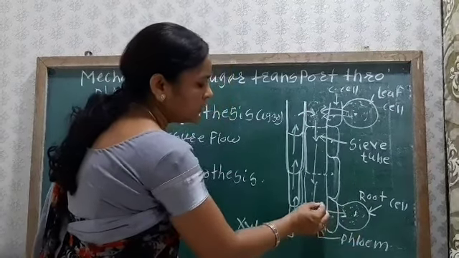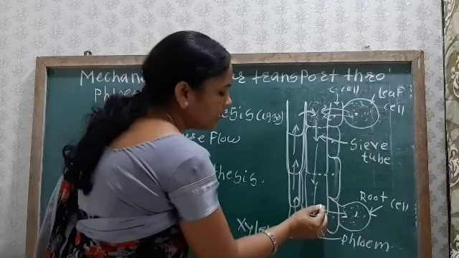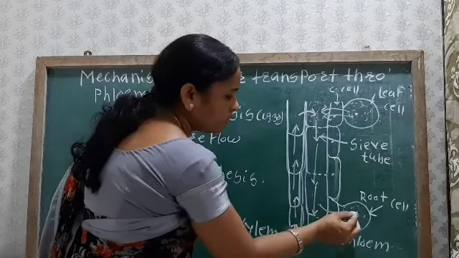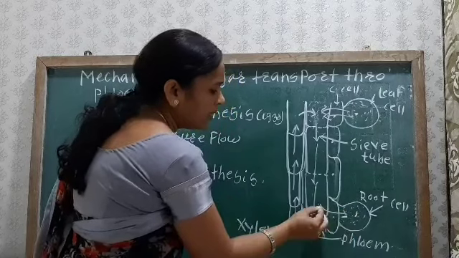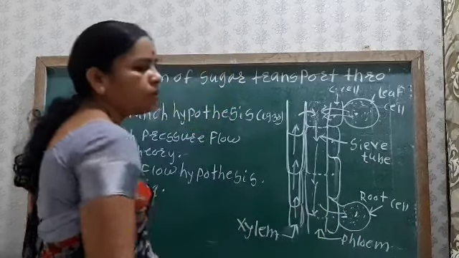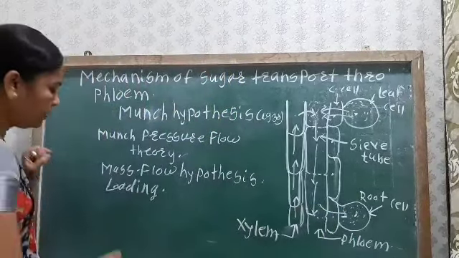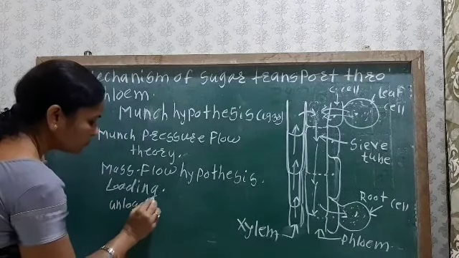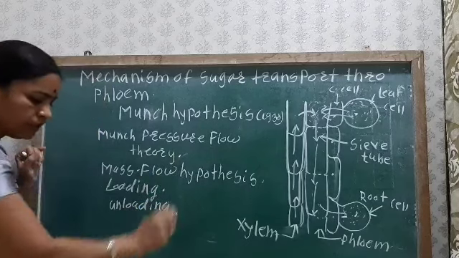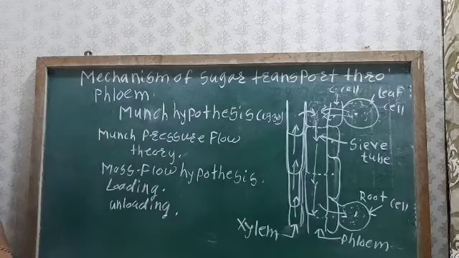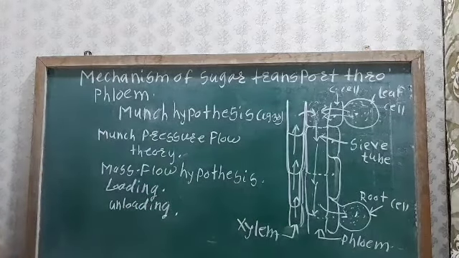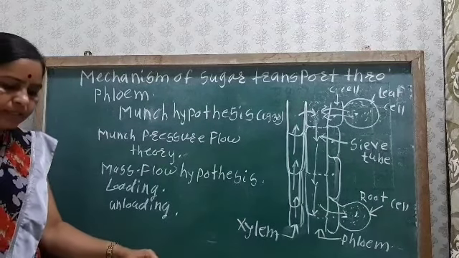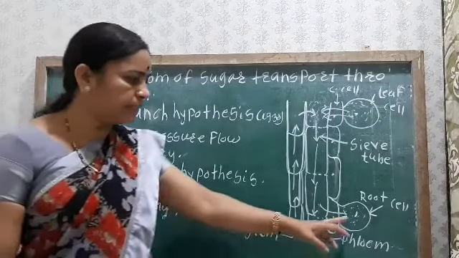Okay, so see that is here, when the food material or the sugar is transported into the root cell, unloading of the vein takes place. Okay, unloading of the vein takes place. See that is here, the osmotic concentration of the root cell decreases.